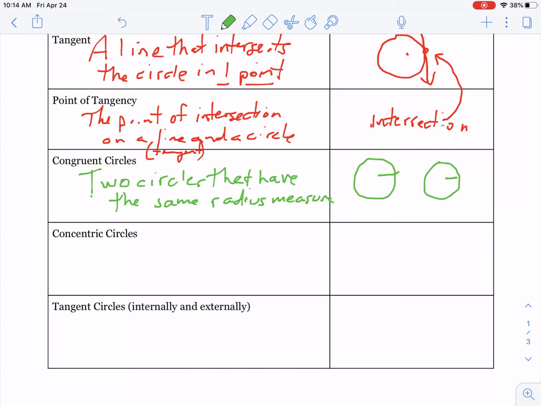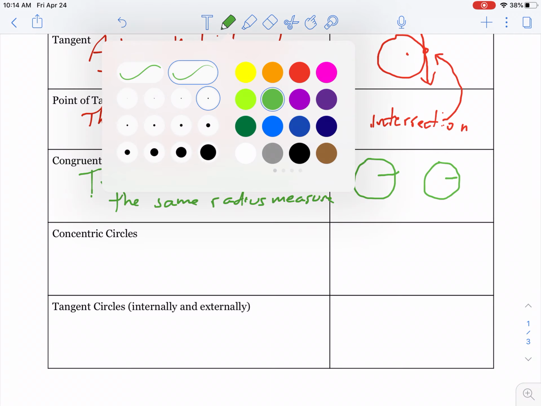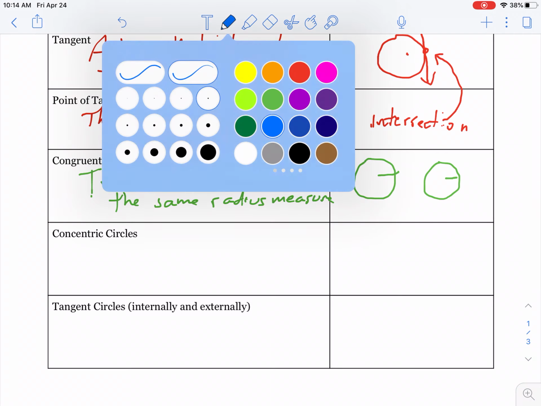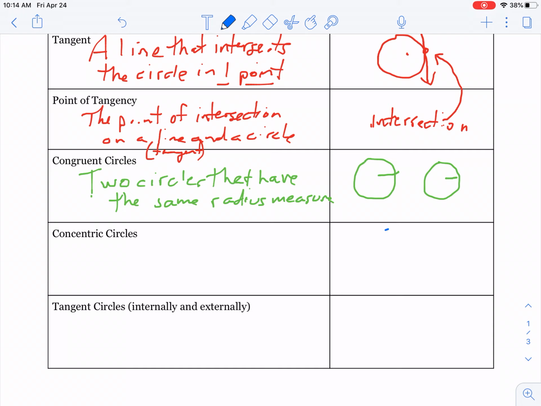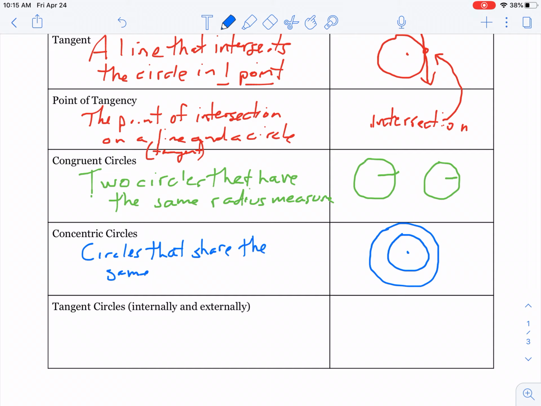Okay. Concentric circles, on the other hand, think about that word concentric, and what we mean when we say concentric is that they have the same center. So if we've got a big circle and a smaller circle that share the same center, then those are called concentric. So circles that share the same center.